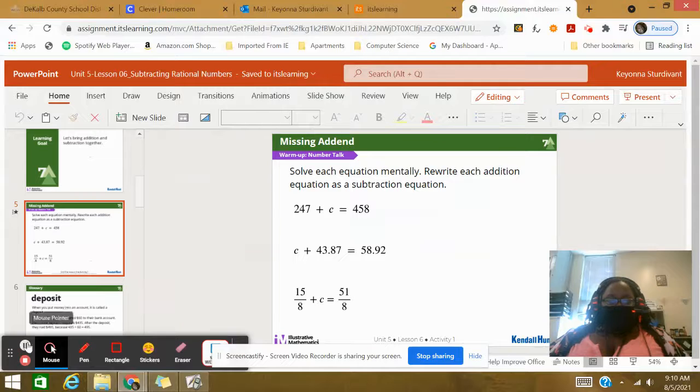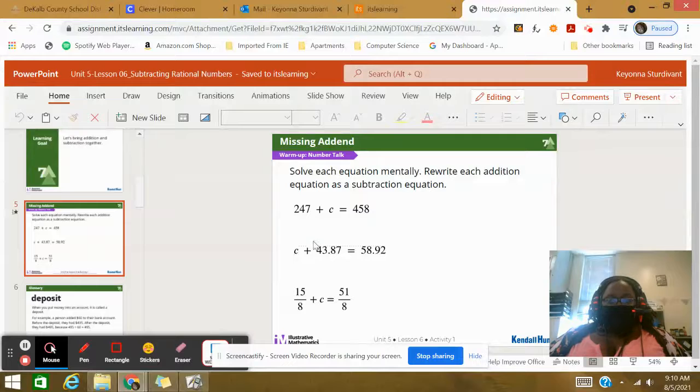So let's take a look at the warm up. On the warm up, it says solve each equation mentally, rewrite each equation as a subtraction equation. So we have 247 plus c is equal to 458. So they want you to solve it as well as rewrite it. So you're doing two things. You're going to solve this for c, and then you're also going to rewrite this as a subtraction equation. So all of these are addition. You're going to rewrite each of these as subtraction.